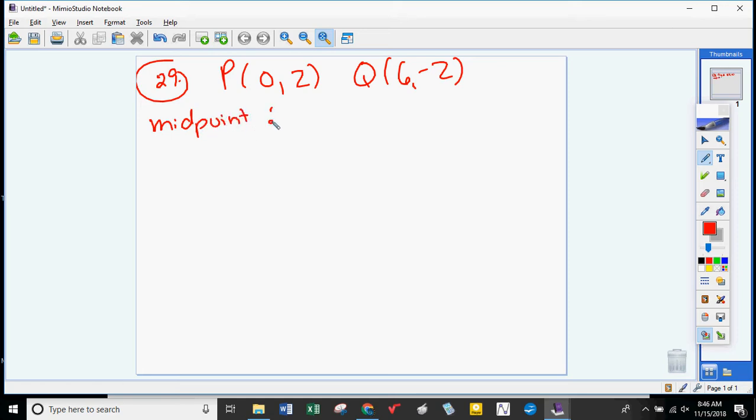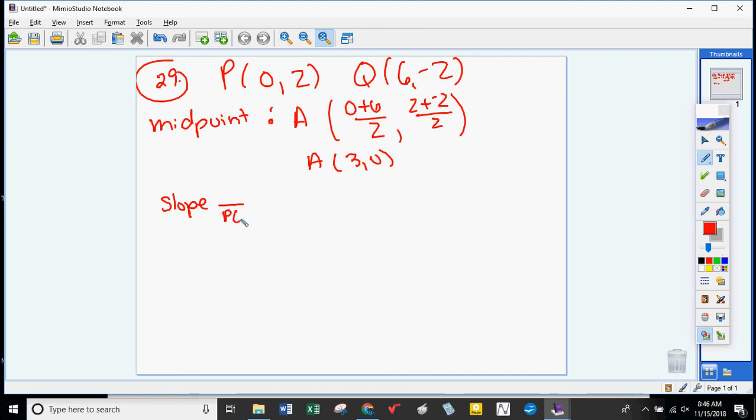And the midpoint is, and I'm going to call it point A just so I can keep track of it, it's going to be 0 plus 6, the average of the x's, and the average of the y's. So my midpoint is going to be the point 3, 0. Now that I know my midpoint, I have to find the slope for the perpendicular bisector.